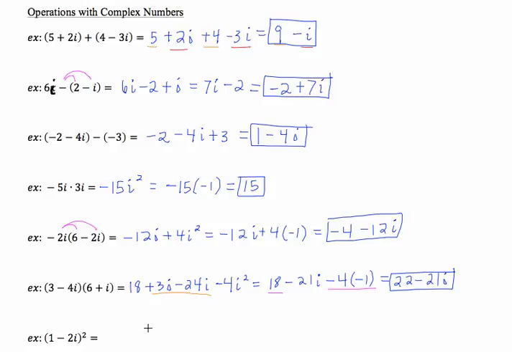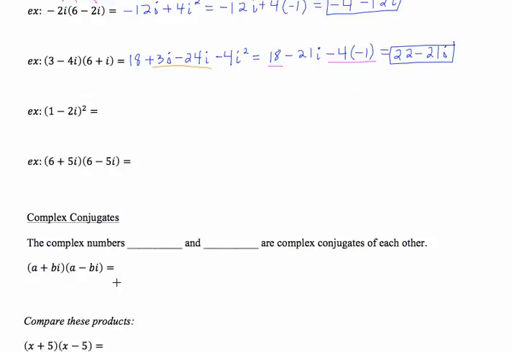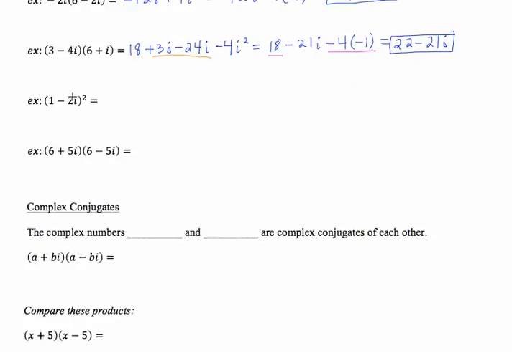And in this next example down here, we have 1 minus 2i all squared. Don't forget, we would have to square the whole thing. Just write it out twice if it helps you. 1 minus 2i times 1 minus 2i. And then hopefully that helps you remember to FOIL. So the first two terms give us 1. The outside terms are 1 times negative 2i. Inside terms, 1 times negative 2i. And the last two terms are negative 2i times negative 2i.